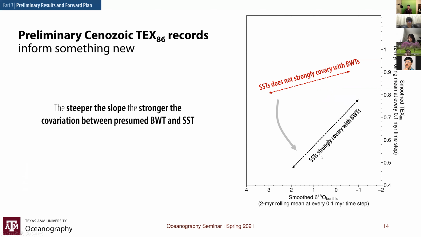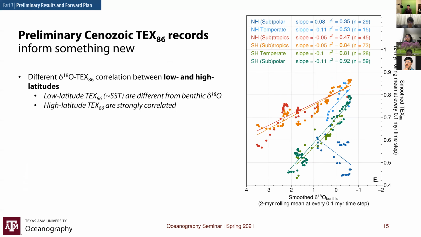If you see a steeper relationship, it means that what changed at the surface is changing in the bottom ocean as well. But if you have a flatter relationship, it means that what changed in the bottom ocean does not really correspond with what changed in the surface ocean. That's the main thing I would like to point out from the data. So here are the results.